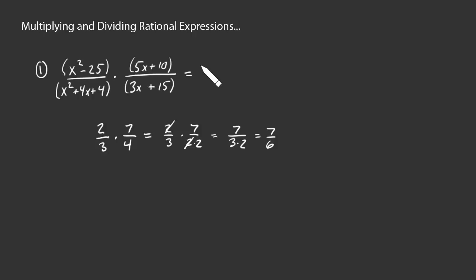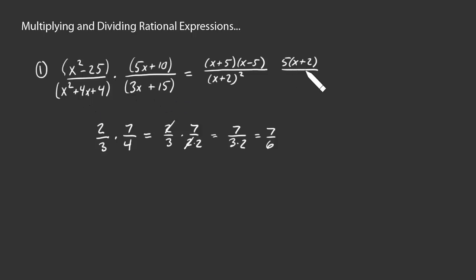Factor this top numerator. This is a difference of squares. This is x plus 5 times x minus 5, right? Factor this guy over here. That's just 5, right? We can pull a common 5 out from both of those. 5 times x plus 2. Factor this first denominator. That's a perfect square. That's x plus 2 quantity squared, right? The first guy's a perfect square. Last guy's a perfect square. This is twice the product of the things you squared.